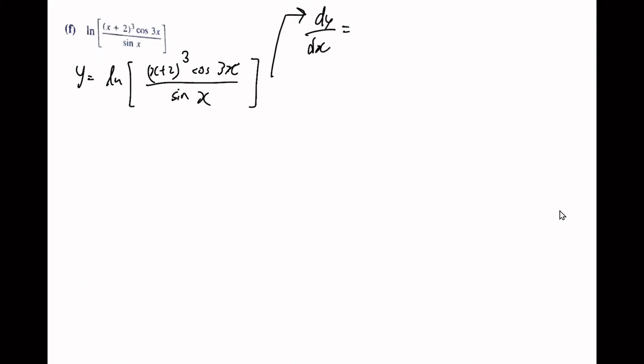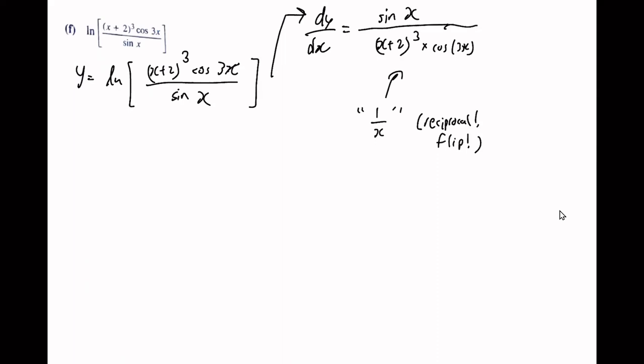dy by dx. You see ln, just 1 over this guy, but it's a fraction. 1 over a fraction is the same as taking the reciprocal, like the gradient of a normal, negative 1 over. It's just reciprocal. Flip the fraction around. So I can take a shortcut: sine x on top, x plus 2 bracket to the power 3 times cosine 3x below. That's the 1 over x part. Reciprocal, flip.